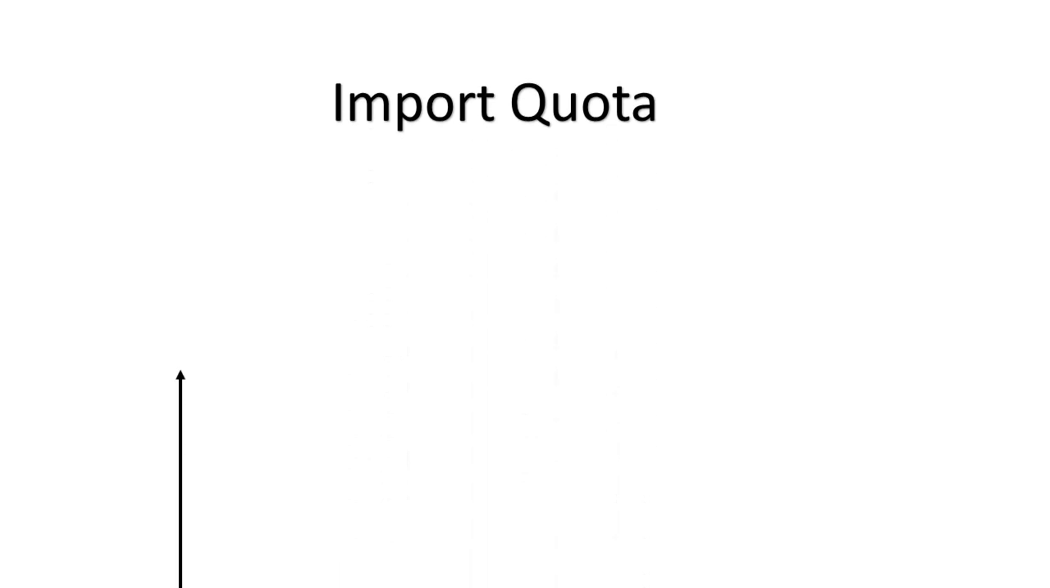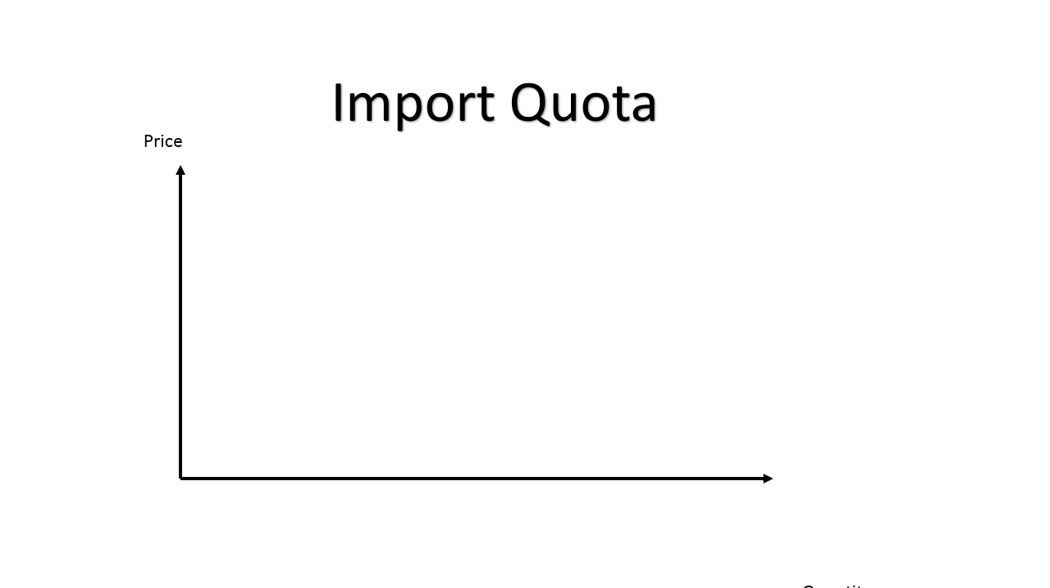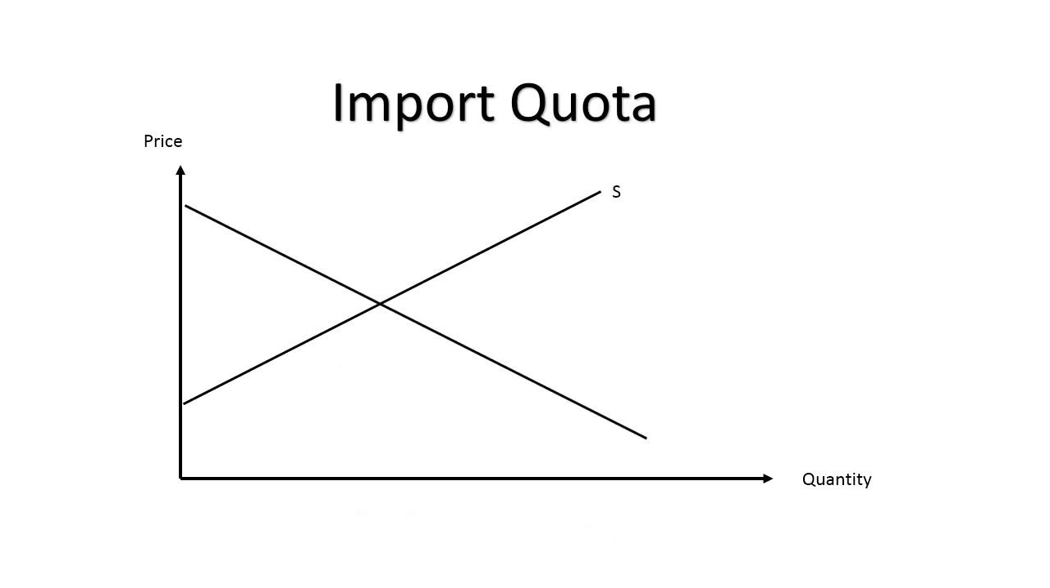Okay, let's take a look at the effects of an import quota on welfare. But before that, you have to sketch the market demand and supply curve for good X in country A. So in this case, we use country A and also good X. We place price on the y-axis and quantity on the x-axis. So this is our supply curve and this is our demand curve.